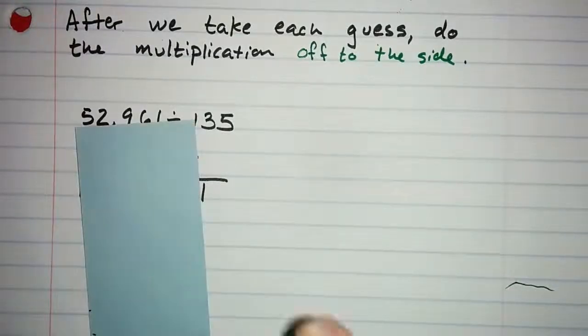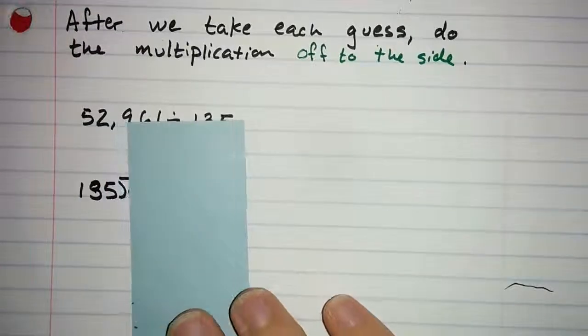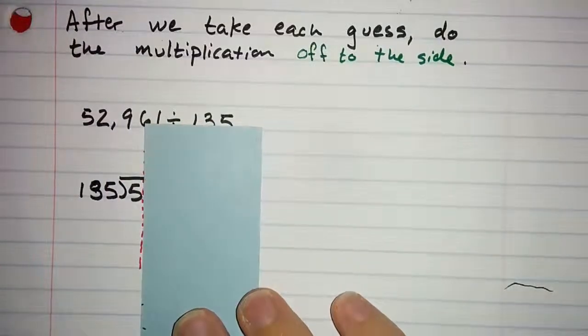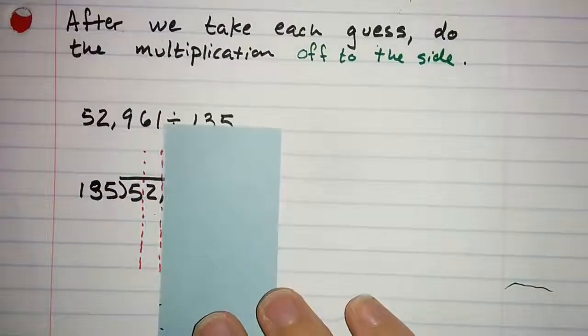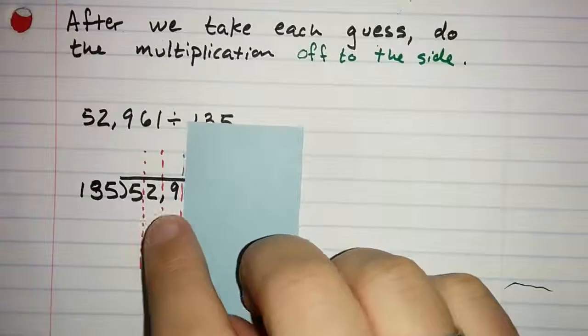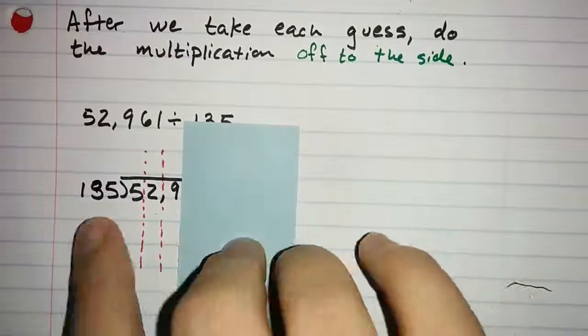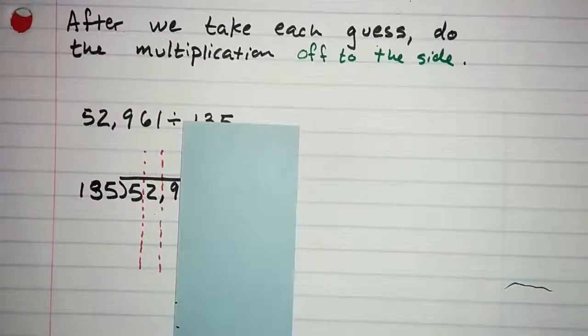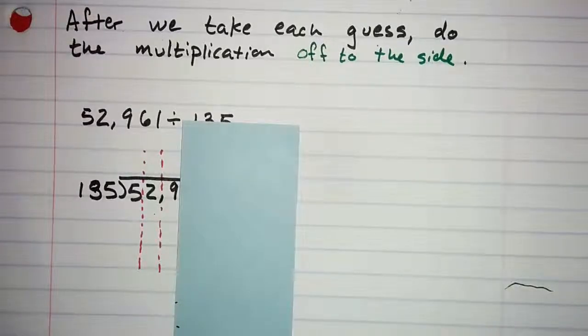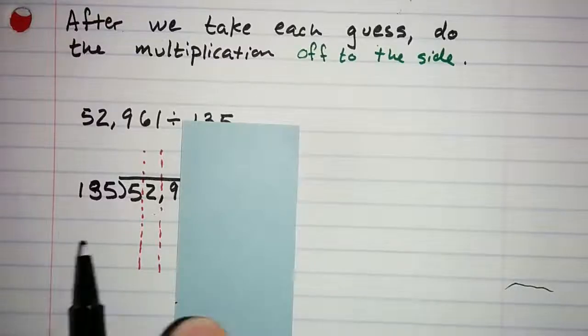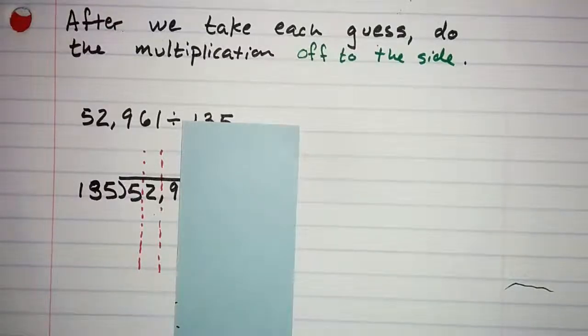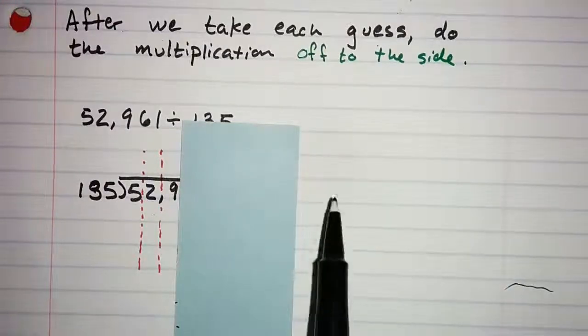So, I'm going to cover up my columns. 135 doesn't go into 5. It doesn't go into 52. But it is going to go into 529 at least once, because 135 is smaller than 529. So I'm going to take a completely wild guess because I have no idea what the multiples of 135 look like. If I have no idea at all, my first guess is going to be 5.